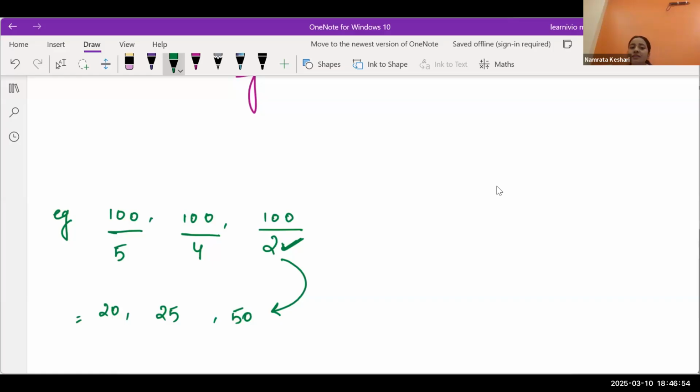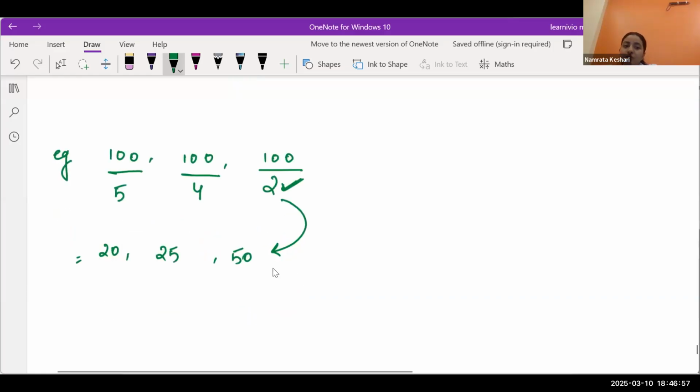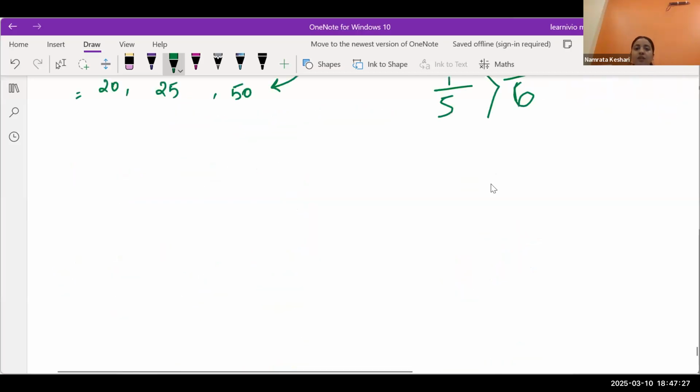So you have to be careful while arranging these types of questions, 1 by 5, 1 by 6. Whenever anybody asks, in between 1 by 5 and 1 by 6, which one is bigger? We will say that since the denominator is smaller, if we divide a number by a smaller number, the result will be bigger. Getting it? Yes, ma'am. Okay.